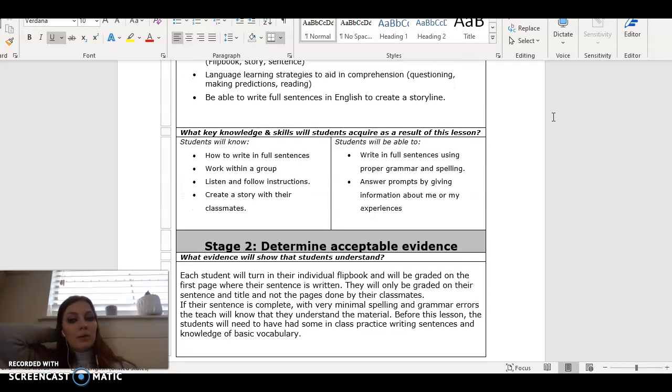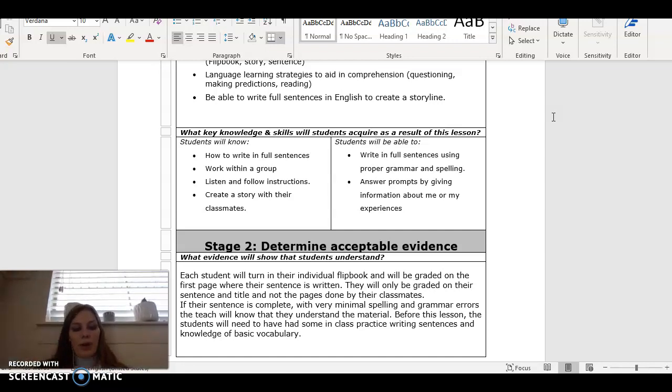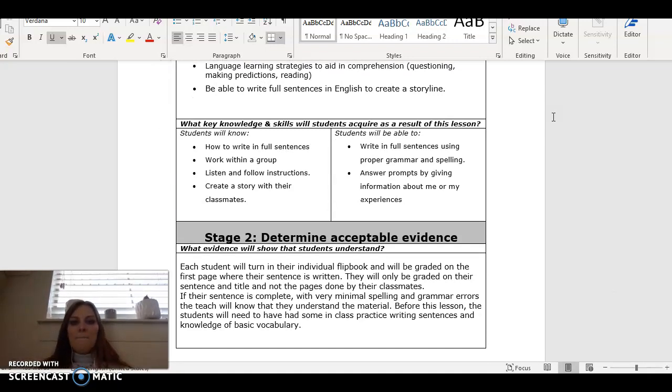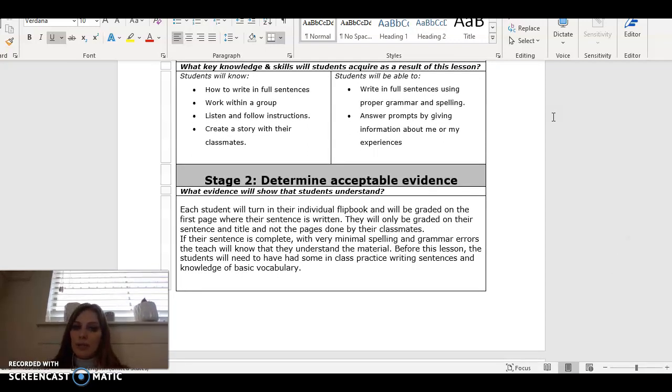And then as they write. And lastly, to be able to write in full sentences in English to create a storyline, so not just writing random sentences, but learning how to connect sentences together to make a story. Students will know how to write in full sentences in English, work within a group, listen and follow instructions, and create a story, not by themselves, but with their classmates.